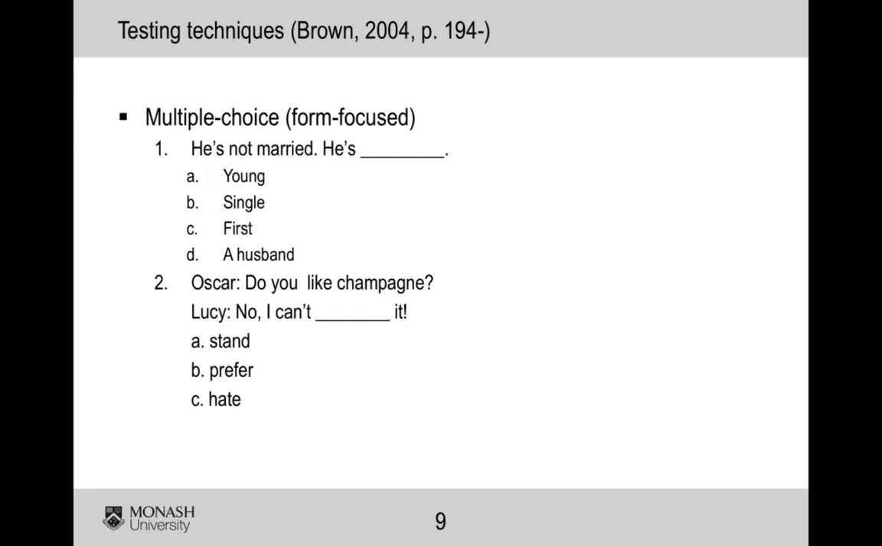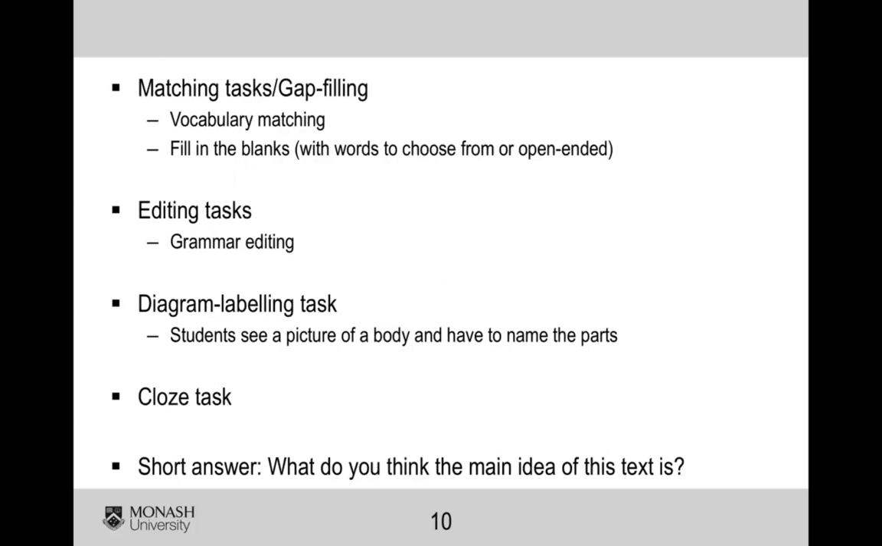And then using some little scenarios. Do you like champagne? No, I can't. And so you're taking some of the language out of the reading and getting them to think about the language that is used. Then we have things like matching tasks. So you might have vocabulary matching, where on one side there are the vocabulary words, and on the other side there are the definitions, and they have to match them. Or you have fill in the blanks, and you can have words that they can choose from. So there's fill in the blanks of maybe something from the reading, and they have to put the words in.